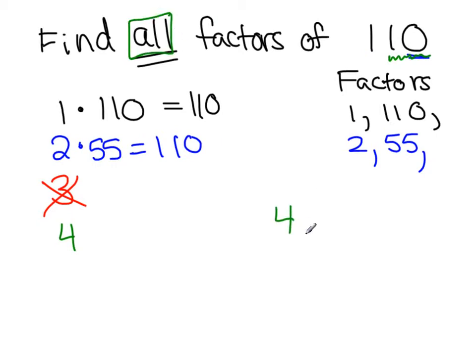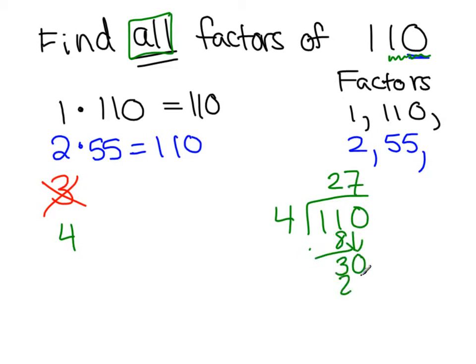We got to check. So 4 into 110, well, 4 times 2 is 8. Subtract, we got 3, bring down the 0. 4 times 7 is 28. And we're just short by a little bit. So 4 doesn't work. Okay. Well, next up is 5. We'll see if 5 works.